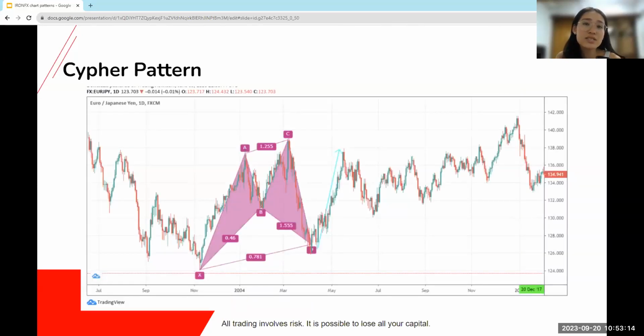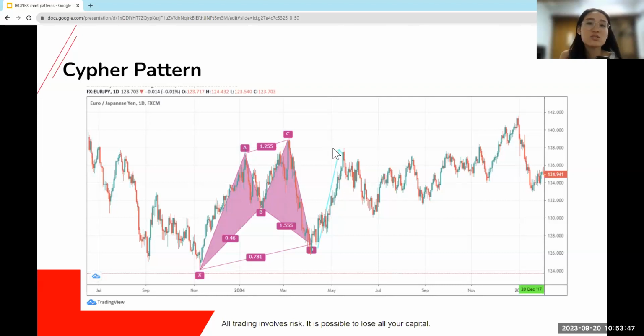Okay, so here is what a cipher pattern looks like on the chart. You can see it's a little bit more difficult to identify because you would need to take note of the numbers, but ultimately the theory behind it is still the same. After it breaks out of this cipher pattern, we are expecting it to move upwards after it breaks out of this B shape here, or rather this neckline. Once it breaks out of it, that's our potential reversal zone, right?